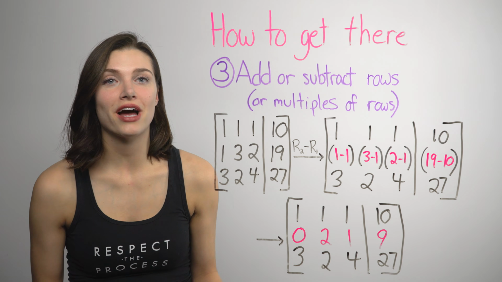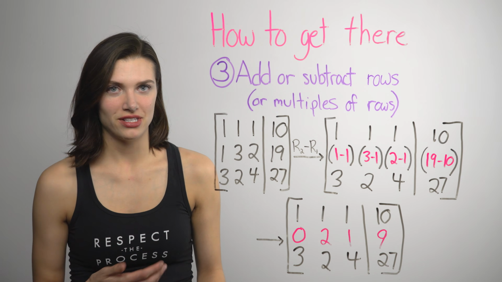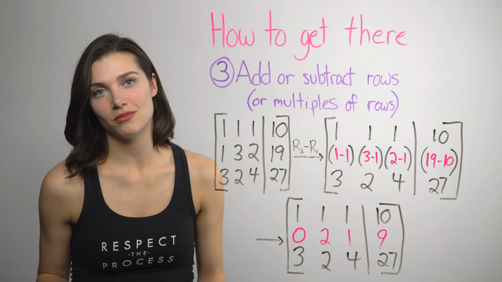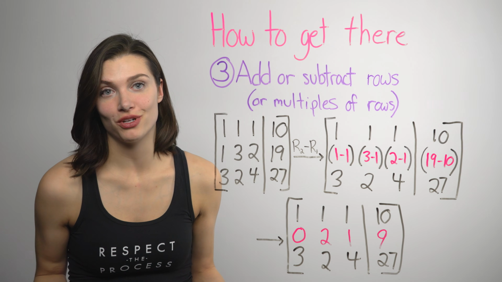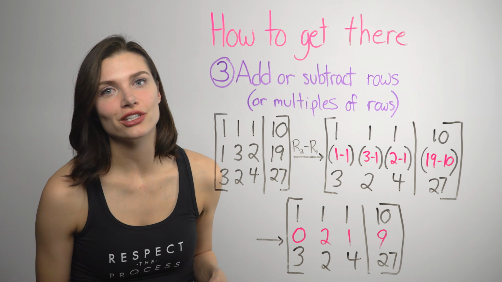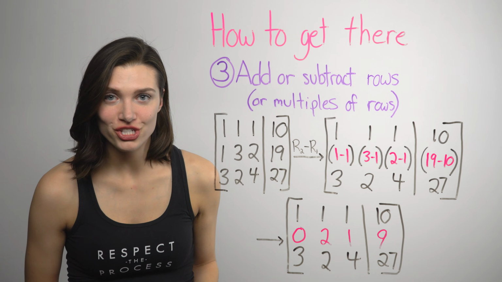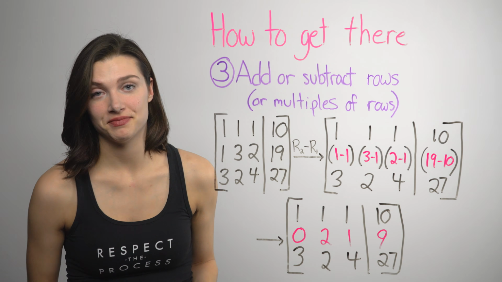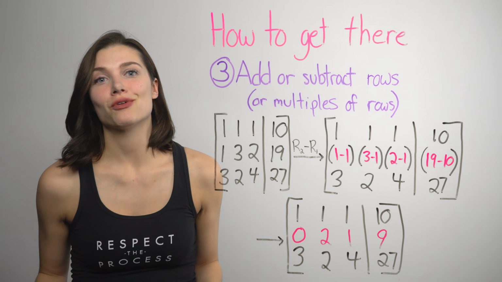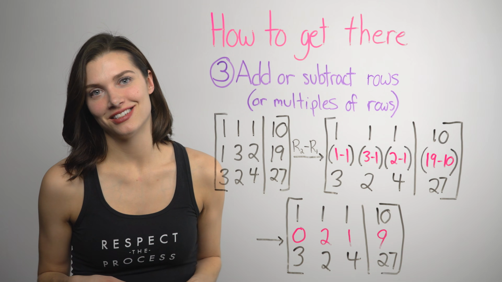Finally, you can add or subtract one row from another row. You just add or subtract the elements in the same columns. You can even add or subtract a multiple of a row. This is really, really useful. And remember, you're only changing one row when you do this. Now you know what you can do. I'm going to show you the craziness in action.